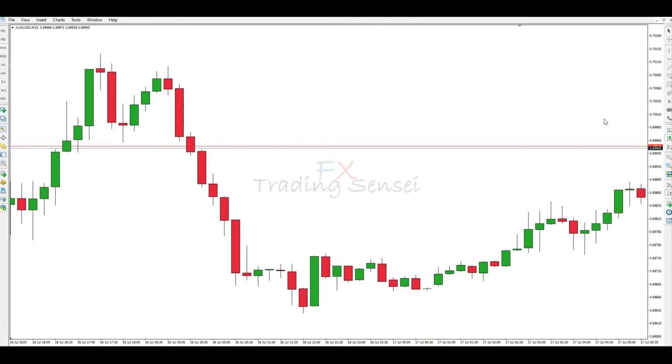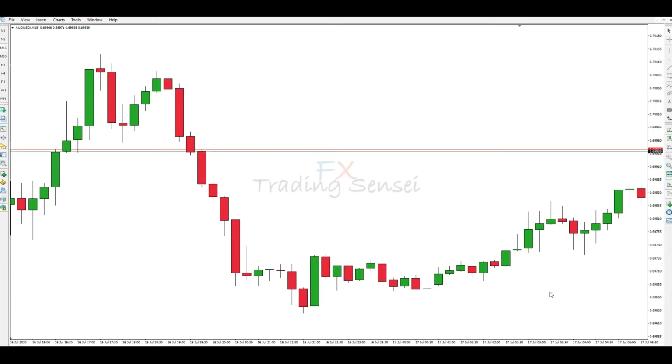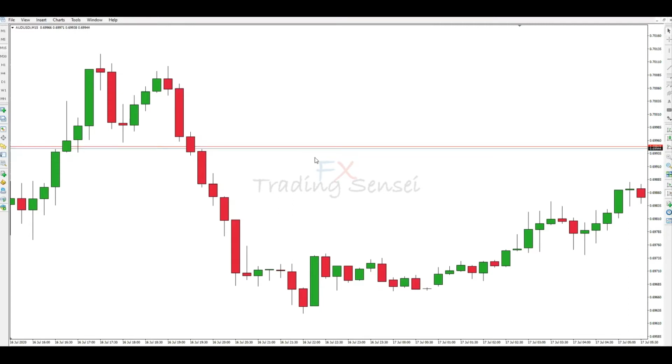So what we're looking at here is an Aussie USD chart, and it's a 15-minute chart, which you can see here. So we're going to analyze this using some of the tools that we've already looked at in Part 1 and Part 2, as well as the candlesticks. So what we're seeing here, we had a very nice sell-off on price. Price turned at a support level and started going higher.